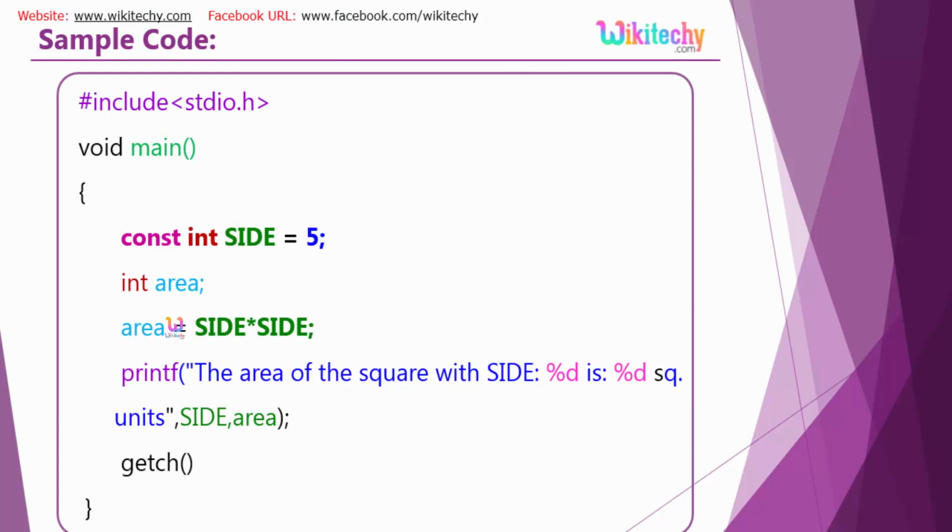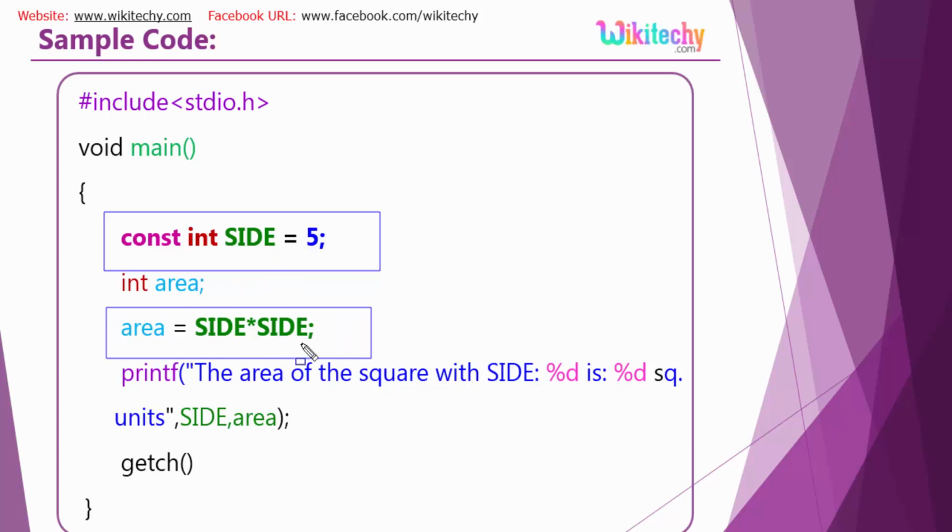Let's see a simple code of the constants. I got my #include stdio.h header file with void main, and here is the constant. const int side is equal to 5 and int area. Area is equal to side into side. So the constant side cannot be changed. That's why it's called constant.